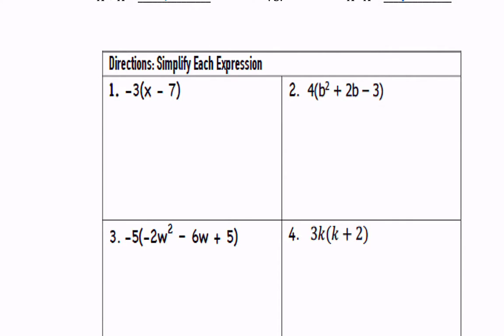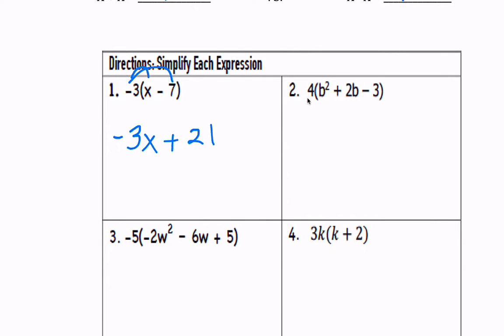So let's multiply. I have -3 times x, which is -3x. Then I'm going to take that -3 and multiply it by that -7. -3 times -7 is a positive 21. I know I have to stop here because I can no longer combine anything. This one has a variable, this one does not, so I can't combine them if they're not like terms. All right, let's try number 2.